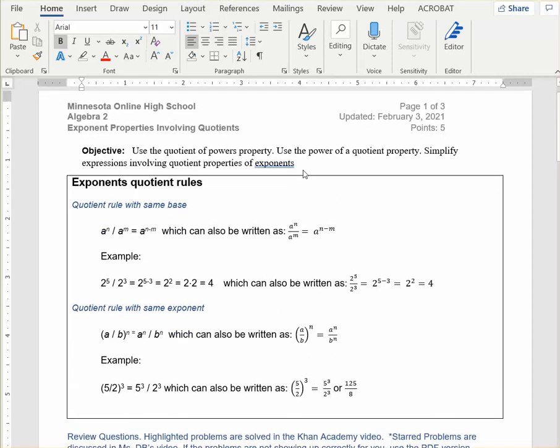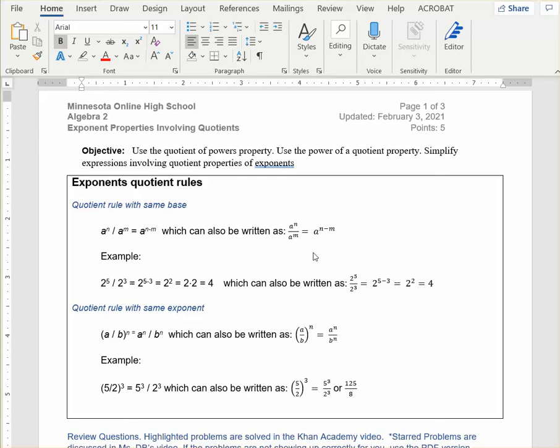In this video, we are going to review some exponent properties involving quotients. The two we're going to look at today are the quotient rule with the same base, for example, a to the nth over a to the mth equals a to the n minus m. So the rule is that you subtract the exponents. And the quotient rule with the same exponent: when you have something like a fraction raised to a power, then you can apply that power to both the numerator and the denominator. So a to the nth over b to the nth.